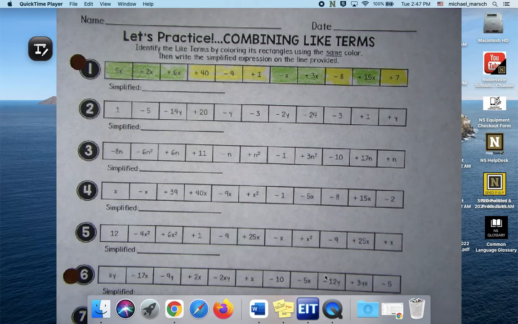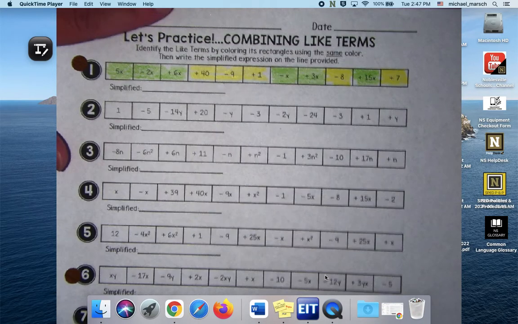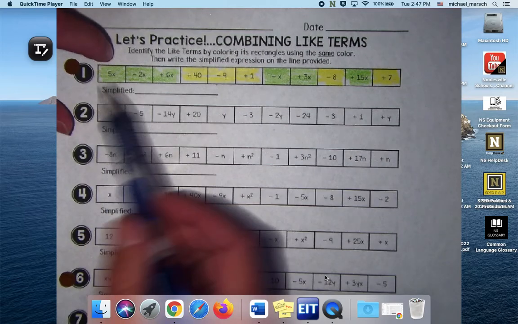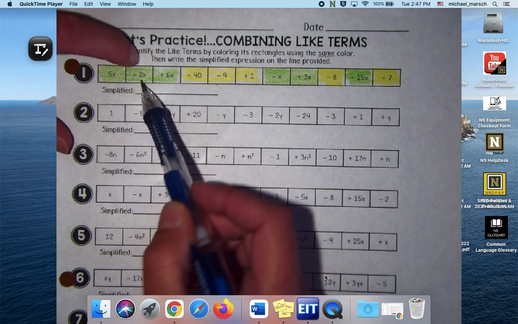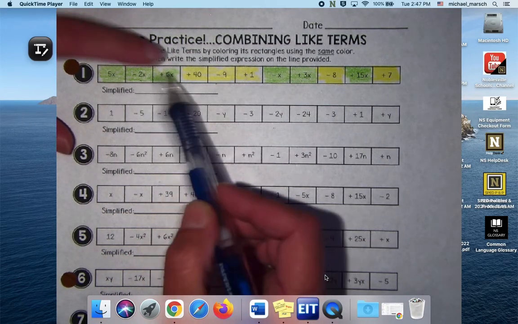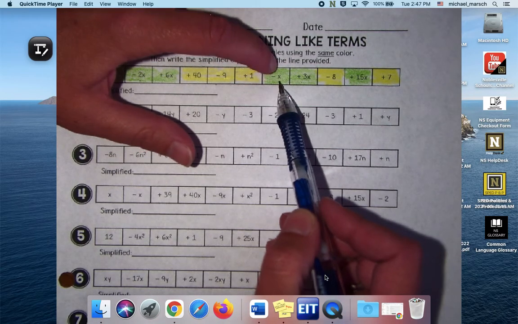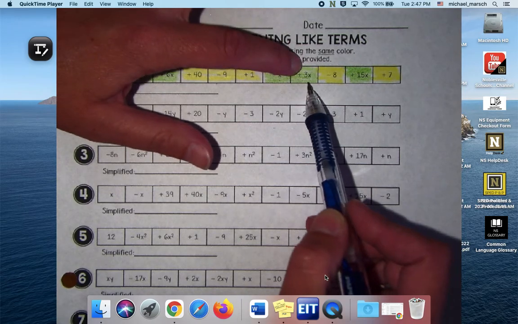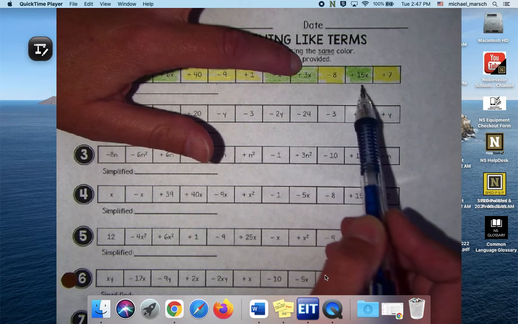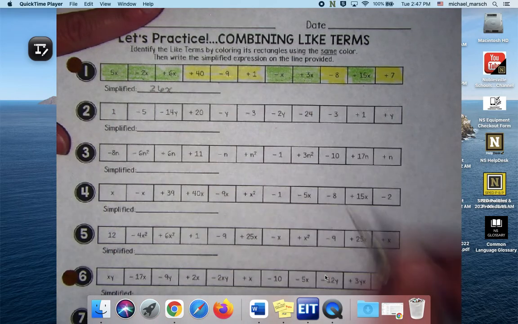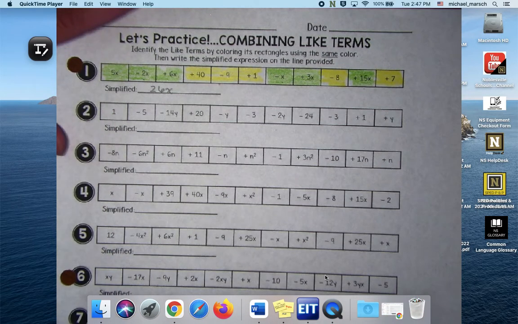Sure. Okay, so what we're going to do first is combine the terms for all of them that have just the X. So we're going to work our way across. What's 5x minus 2x? 3x. Plus 6x, 9x. Minus 1x, 8x. Plus 3x, 11x. Plus 15x, 26x. So we have 26x as our first term.